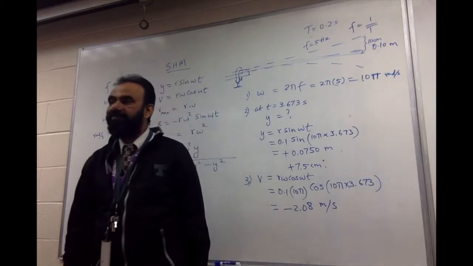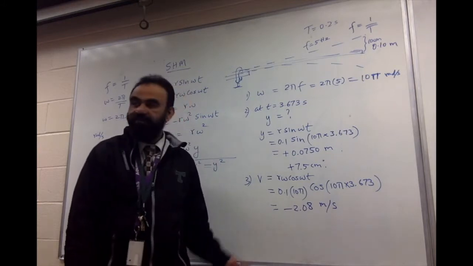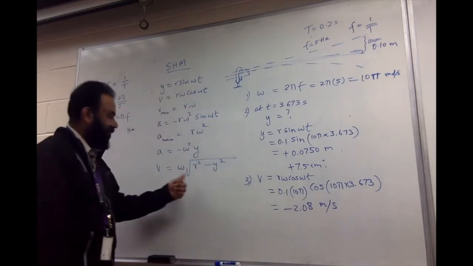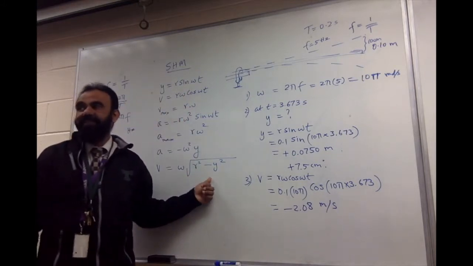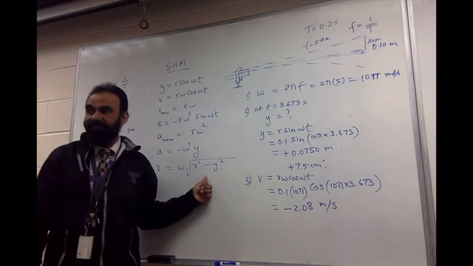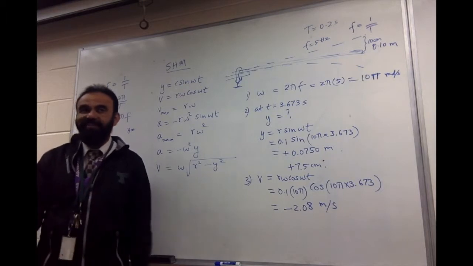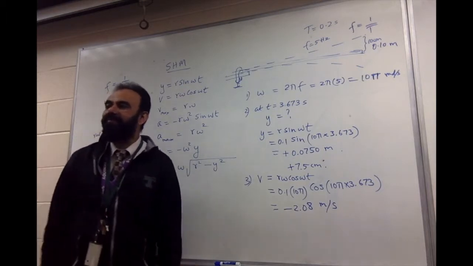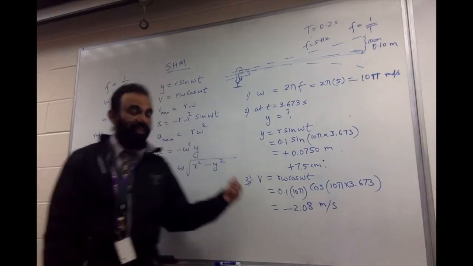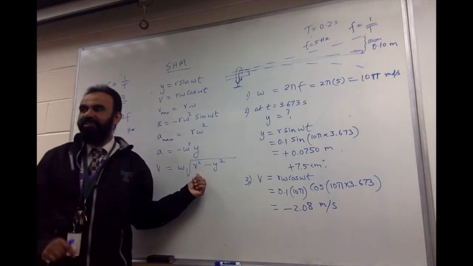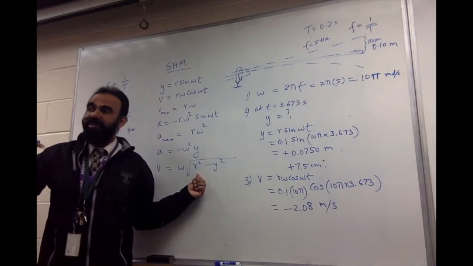But I got that answer with this equation, but then I tried v equals omega square root of r squared minus y squared. Yes, there's an issue here. When you take the square root of a number, you have two options, plus and minus. And you have to take it wisely. So this equation has that limitation. It could be going up, it could be coming down, we don't know.